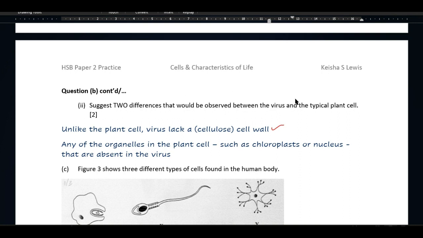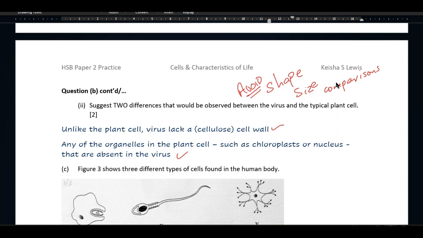Please avoid shape, avoid size comparisons. All right. The first one, why? Because there is a wide diversity of shapes that you would find in plant cells. And yes, it's a typical plant cell, but again, there's also a wide variety of shapes that you find in viruses. Okay, so you don't really want to use shape to distinguish between the two.